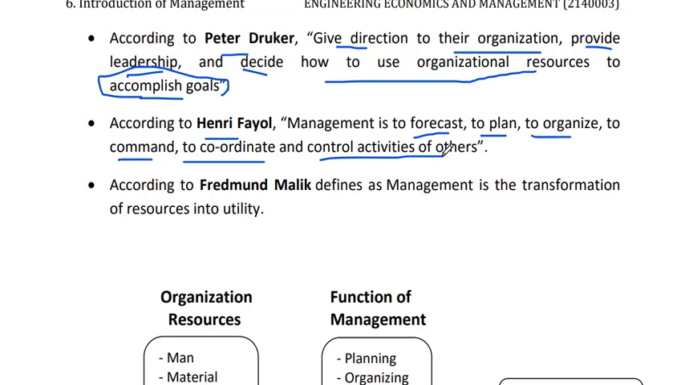Next, Fremont Kast said that management is the transformation of resources into utility. Utility means our product: a mobile phone, laptop, car, or bike is our utility or service. So management is the transformation of different types of resources, money, material, machine, into one product or one utility or one service.